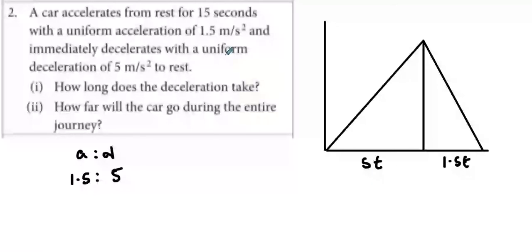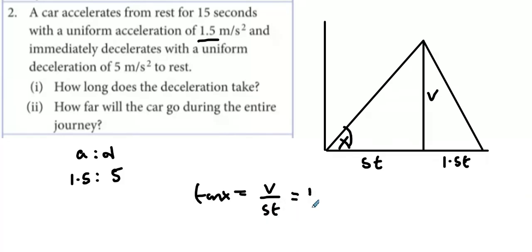Now, the uniform acceleration is 1.5. Okay, so we'll call that v, and we'll use tan x if you want. So what's tan x, guys? V over, and that in turn equals 1.5. Now, am I lacking a piece of information here? I know the time, don't I? I know that 5t equals 15, so that means t equals 3. Well, that will make this very easy then, won't it?